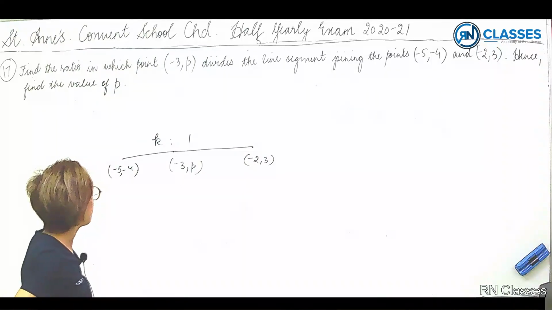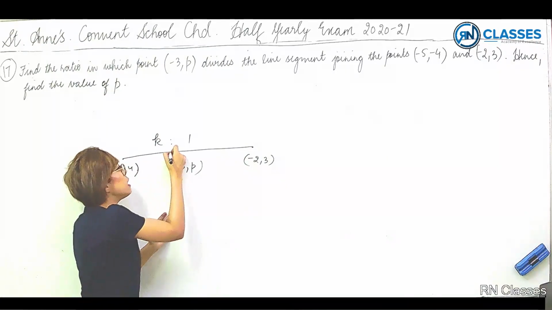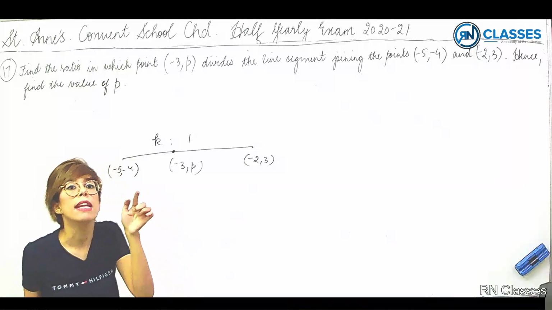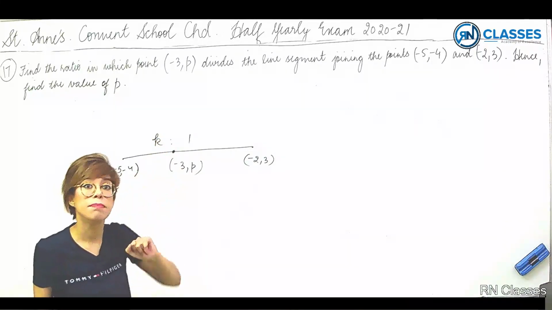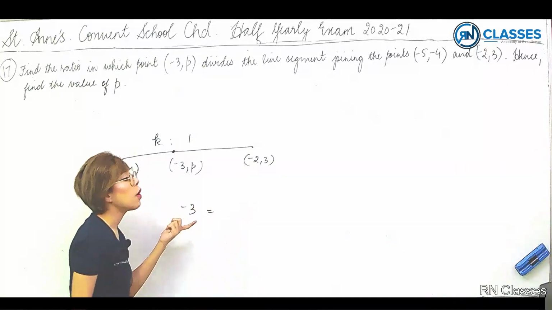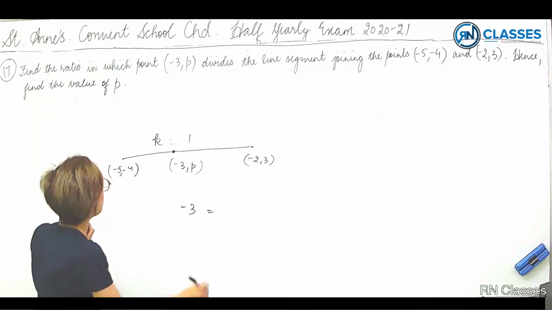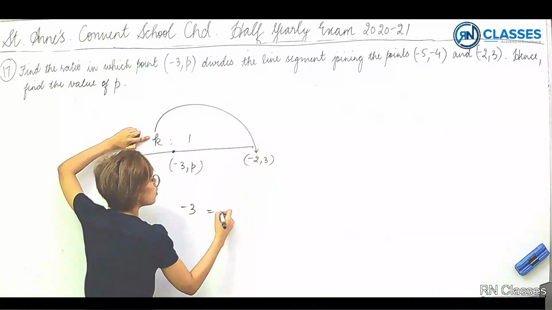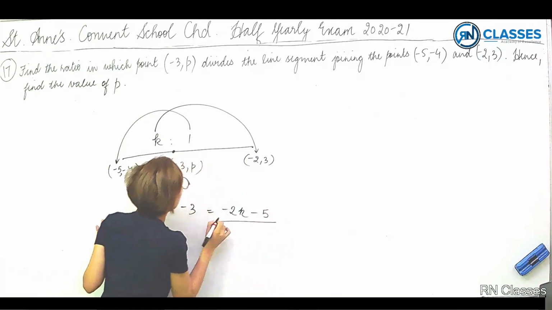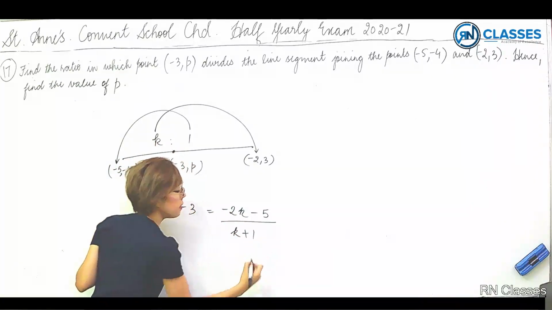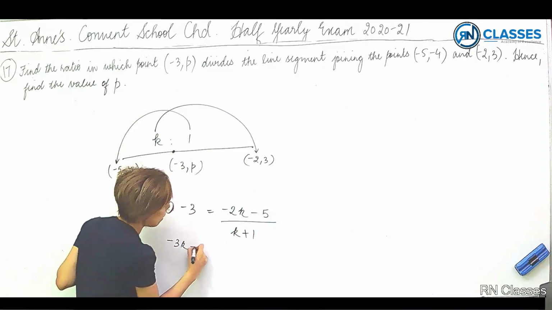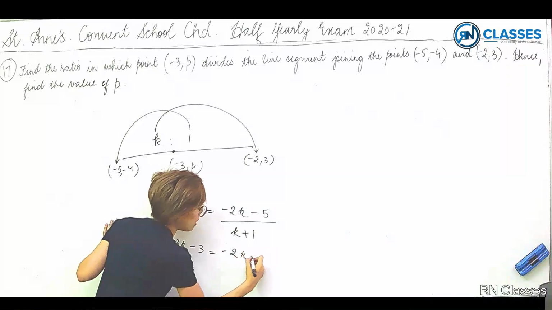Now if you look closely, I do know that this point of division has its x coordinate as minus 3. And also I can write the x coordinate using the section formula. So what I'll do is I'll write the x coordinate minus 3. Now this is equal to x coordinate using the section formula. So k will be multiplied by minus 2. So minus 2k and 1 into minus 5. So minus 5. Whole divided by k plus 1. So let's cross multiply. So this is minus 3 into k plus 1, or I can say minus 3k minus 3 equal to minus 2k minus 5.